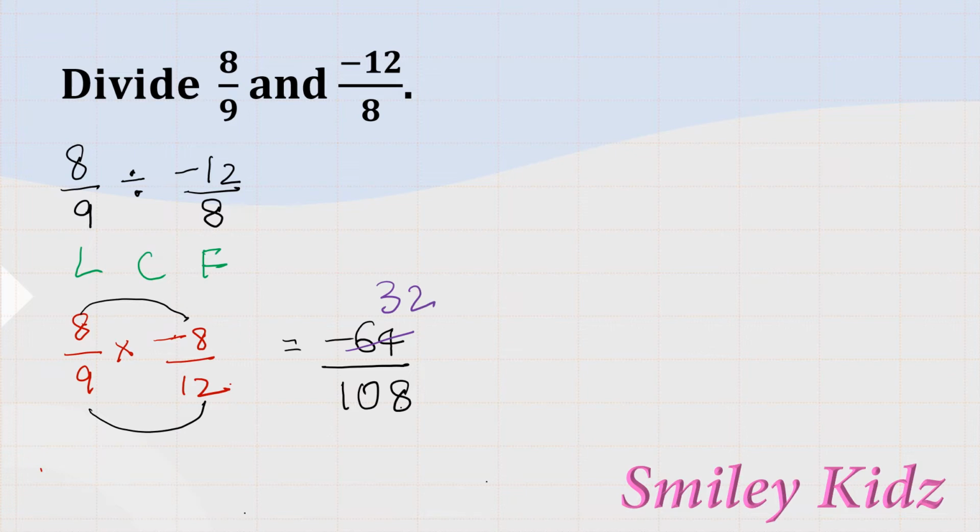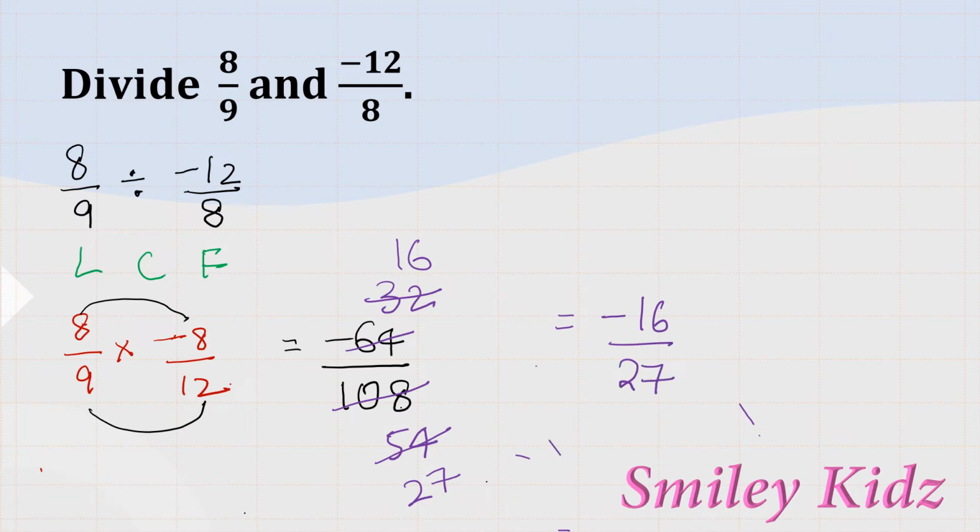2 times 32, right? 2 times 54. 2 times 16. 2 times 27, which will be equal to minus 16 by 27. Therefore, when we divide 8 by 9 and minus 12 by 8, we get the solution as minus 16 by 27.